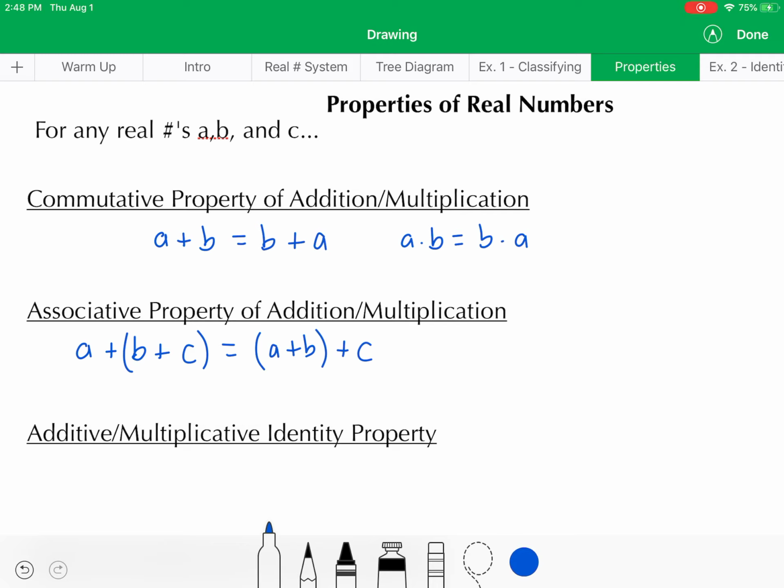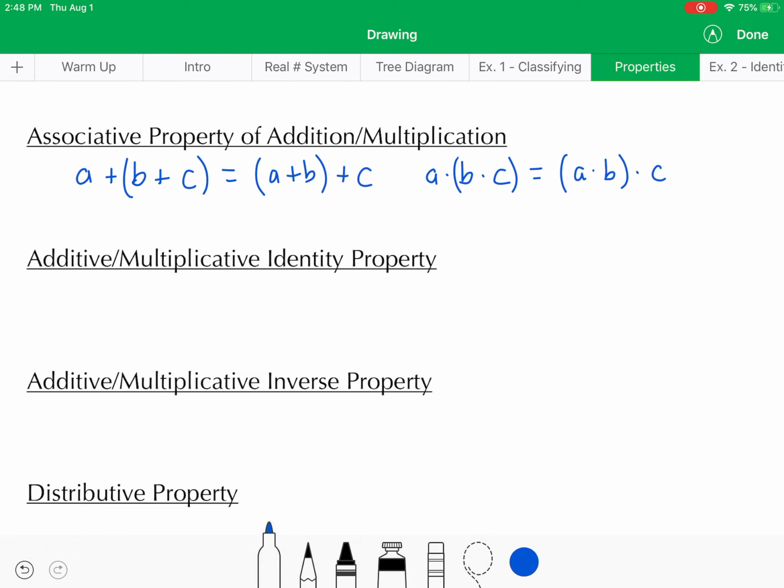Okay? The same would work for multiplication. If I want to do A times B times C, I can multiply B and C together first, then take the result and multiply it by A. Or I could multiply A and B together first, multiply the result then by C. Should get the same result. Okay.